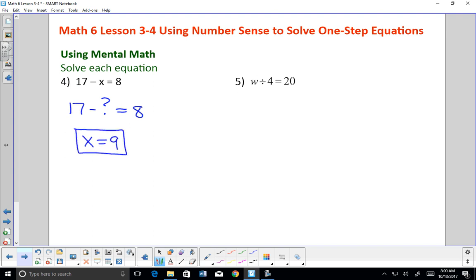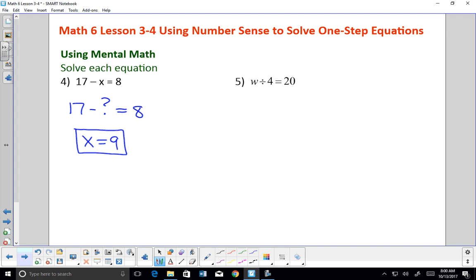I could have also used guess and check. I could have said, well, let's see. 17 minus 10, well, that equals 7. 17 minus 9, oh, that equals 8. I could have done guess and check. But hopefully with the problems that you're going to do in this lesson, you can just think logically through them.